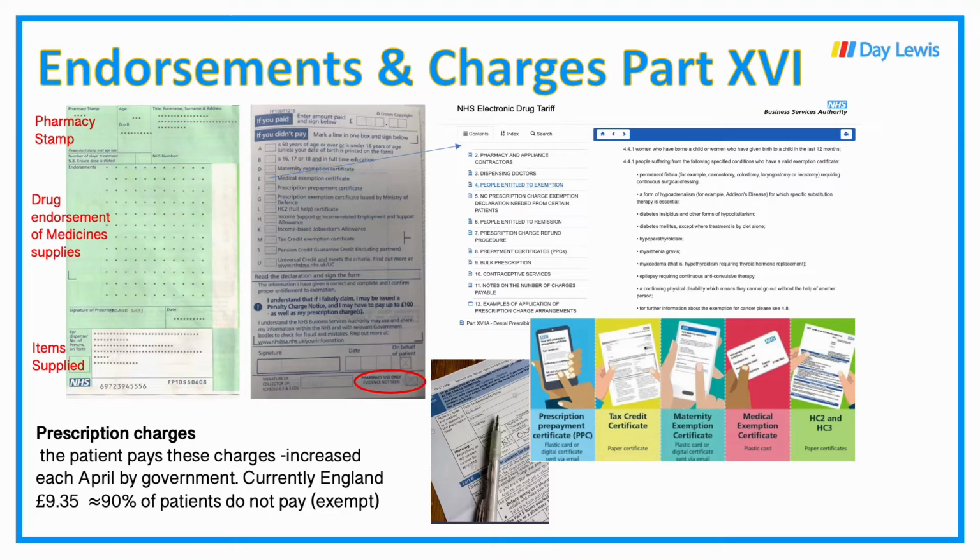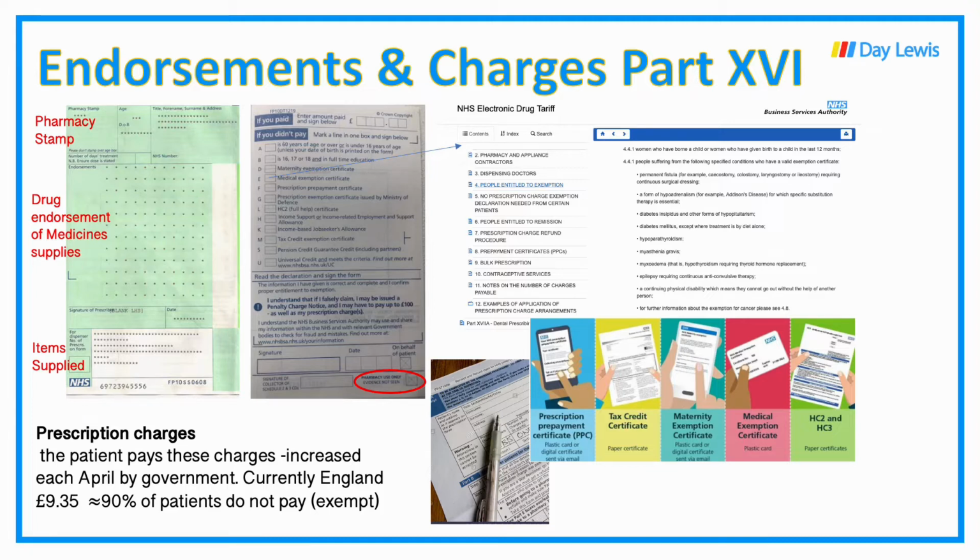This is important so you are claimed for correctly, and so if there are any auditing processes, you can clearly identify who the dispenser was and what date the item was given out. The drug endorsement of medicines is also important, especially to clarify what you have given exactly. If there is more than one pack size available for a drug that you are giving out, then you must clearly indicate which pack size you have given to the patient so you can get paid accurately, okay?